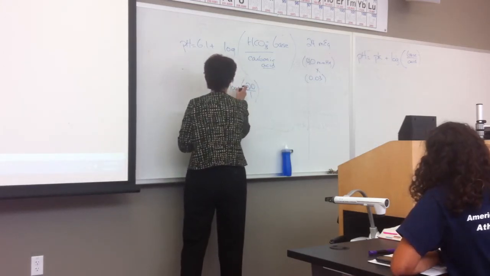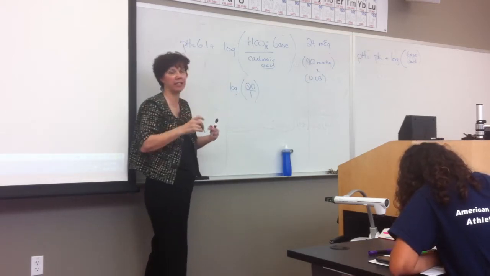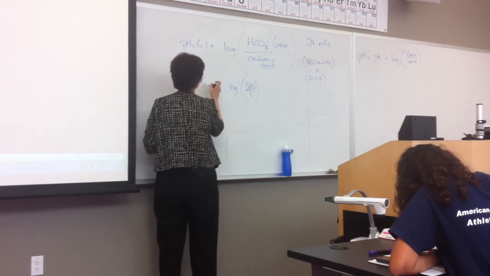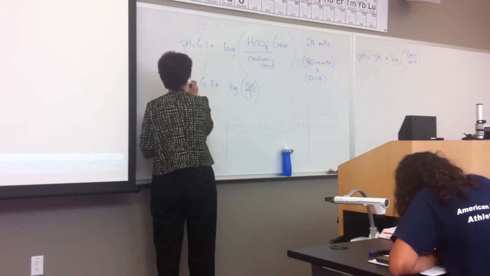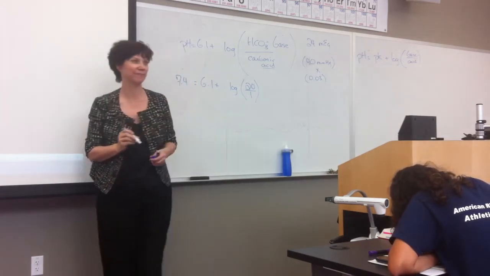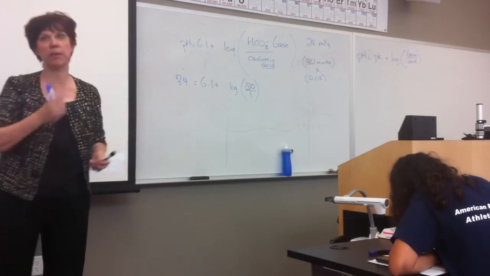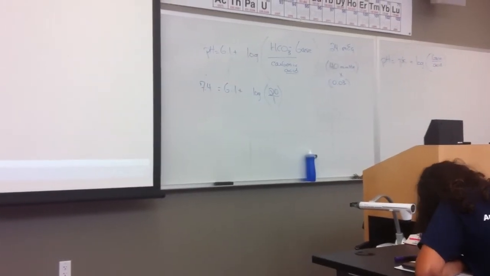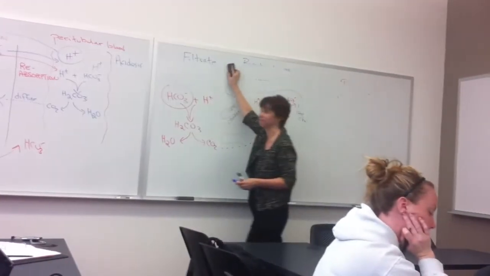If we take the log of 20, just plug it into your calculator and hit log, and we add it to 6.1, we come up with a pH of 7.4. That's why the 20 to 1 is so important. The 7.4 is smack dab in the middle of our range of 7.35 to 7.45.